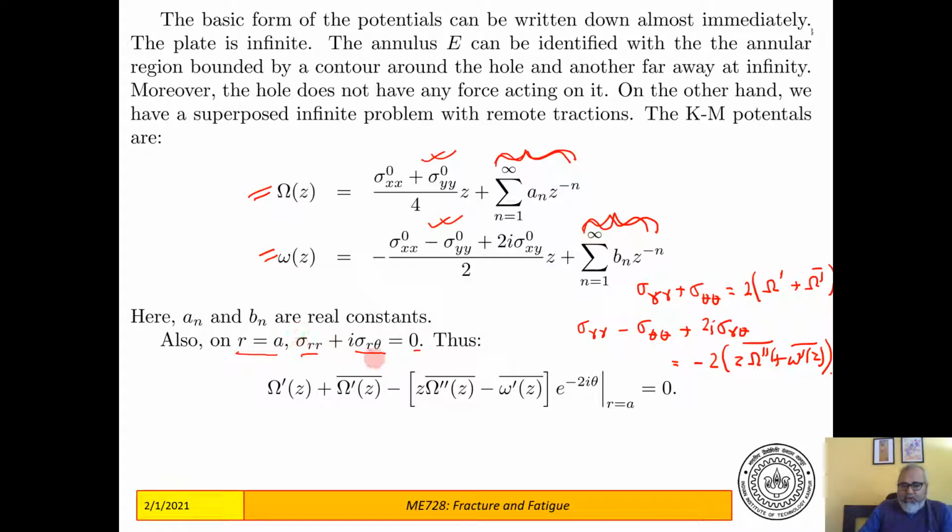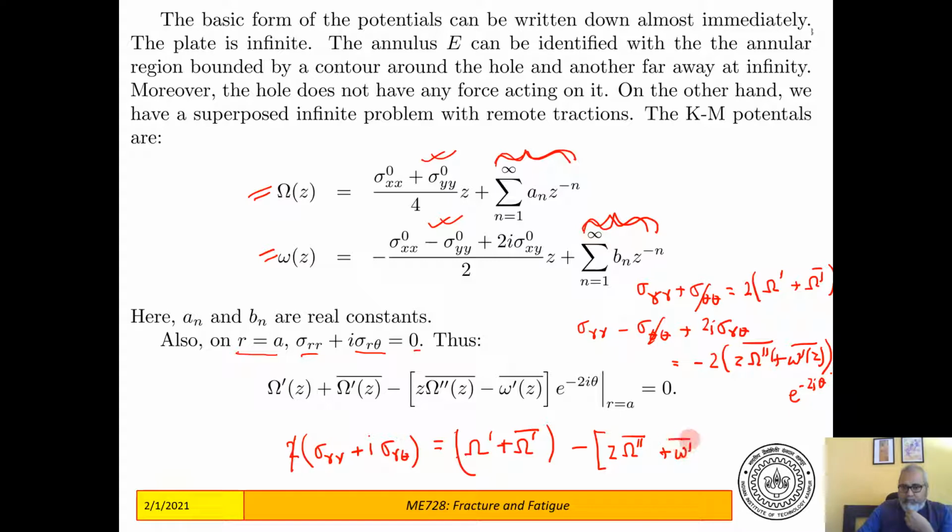So on the boundary you have sigma rr plus i sigma r theta. So add these two. This cancels out, and then you have 2 sigma rr plus i sigma r theta is equal to, you have 2i theta here. You have this in the polar coordinates. The 2 will cancel from both sides, so let's not write the 2. We have omega prime, and this you will have on r equal to a, and this has to be equal to 0 because the traction conditions tell you that this is equal to 0.